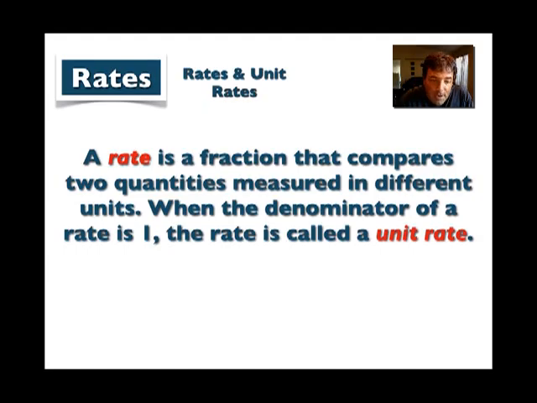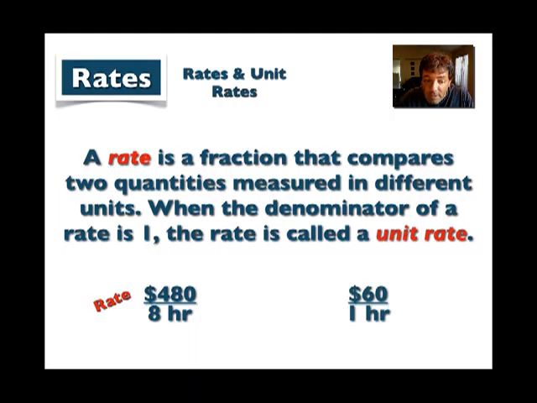So here's kind of an example. Let's say something costs $480, like you're renting something for $480 for 8 hours. This would be called the rate. And we're comparing 2 different things, money and time. Now, if we did the division, this would come out to $60 per hour. The word per means every, so we're talking about the unit rate. That means when the denominator is 1, or unit means 1, we have what's called the unit rate.